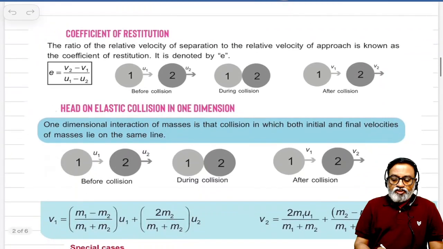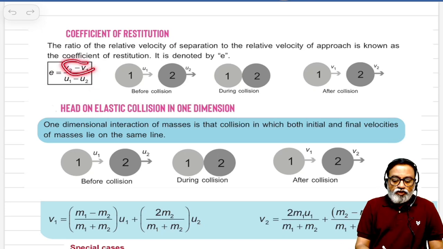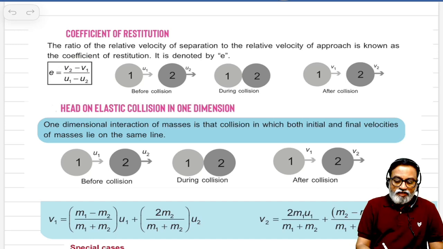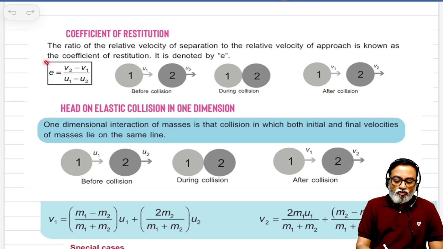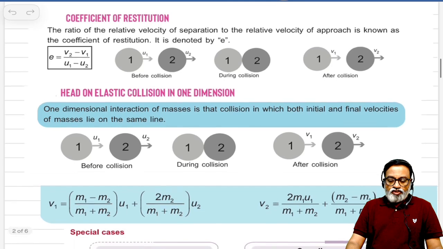Here the coefficient of restitution, e is equal to (v2 minus v1) by (u1 minus u2). Here v2 minus v1 means the relative velocity of separation after collision, and u1 minus u2 is the relative velocity of approach before collision. So very, very important one: e is equal to (v2 minus v1) by (u1 minus u2).